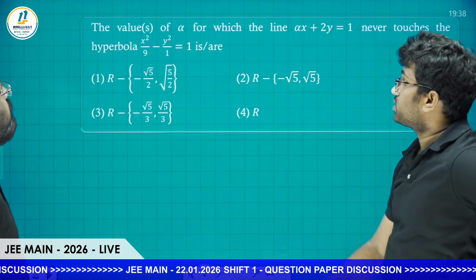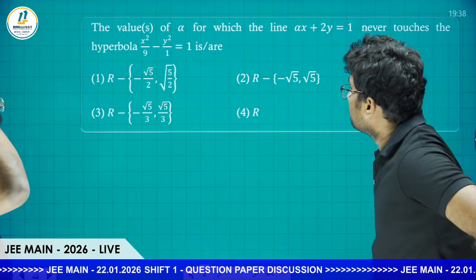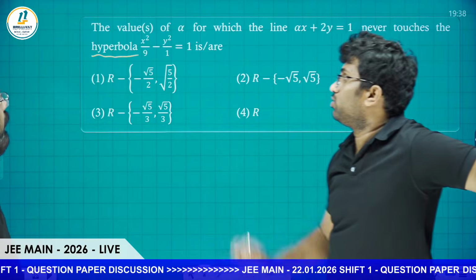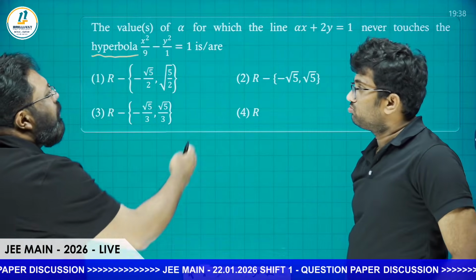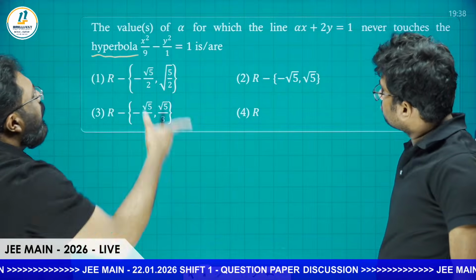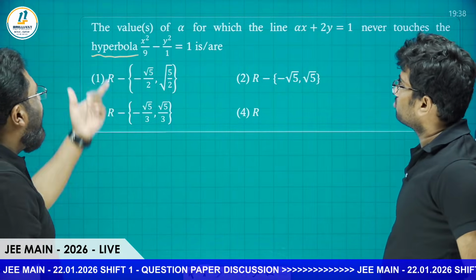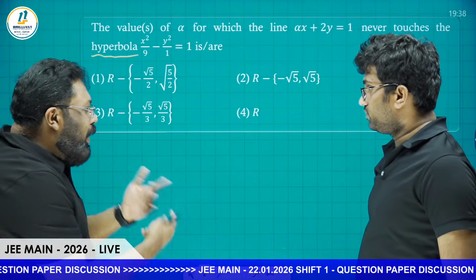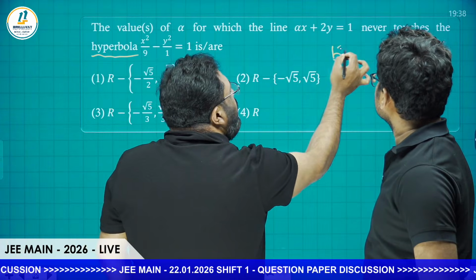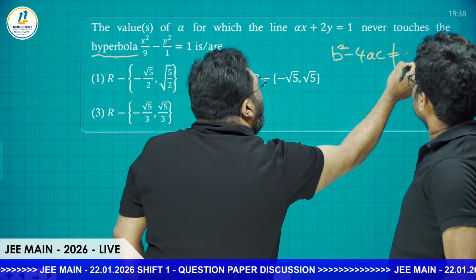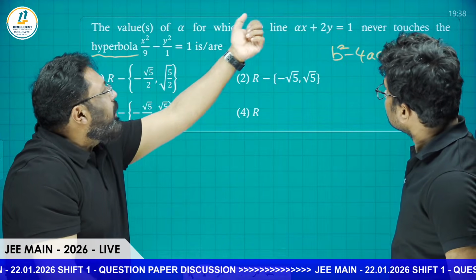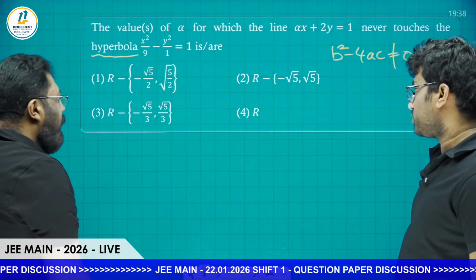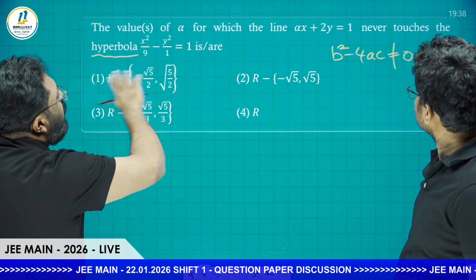Next question. The values of alpha for which the line never touches the hyperbola. You can take the equation, substitute over here and get the value of x. If it doesn't touch, it shouldn't be a tangent. The discriminant is not equal to 0. The quadratic equation obtained by substituting this equation into the other should not have 2 real roots. So you can easily get to the answer from that.